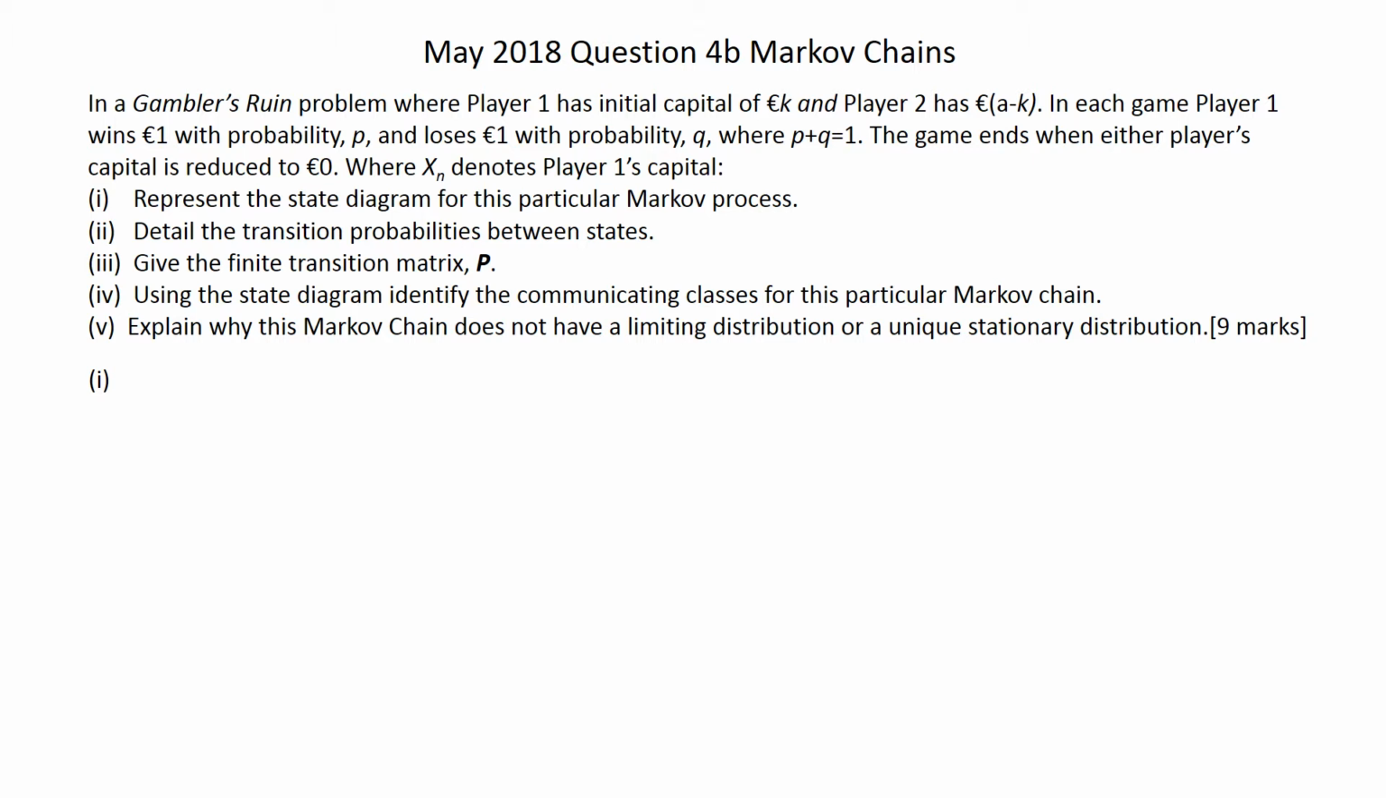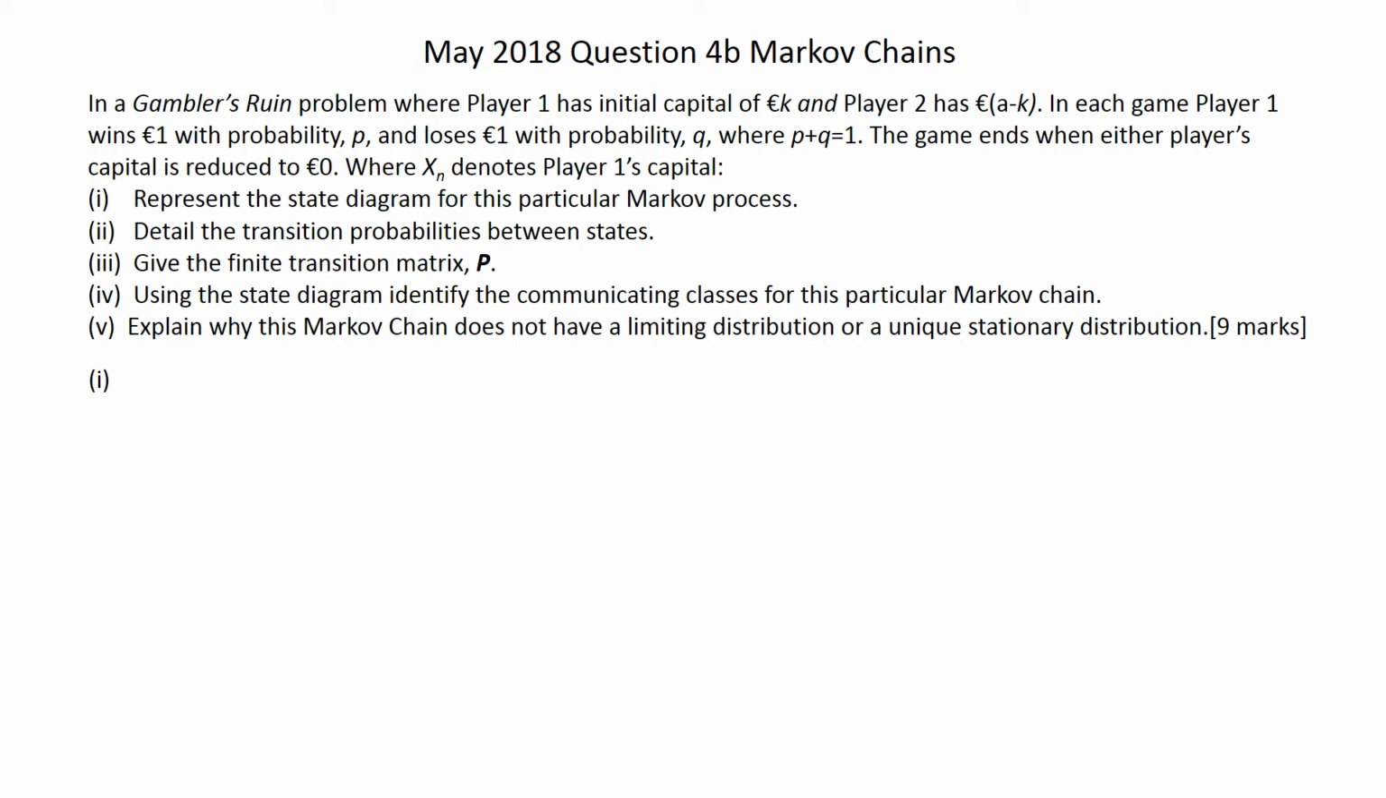You either win €1 or you lose €1. The game ends when either player's capital is reduced to zero. So if one player loses all their money and ends up with zero, it means that the other player has all the money, €a as it were. Where Xn denotes player one's capital, represent the state diagram for this Markov chain process, detail the transition probabilities between states, give the finite transition matrix.